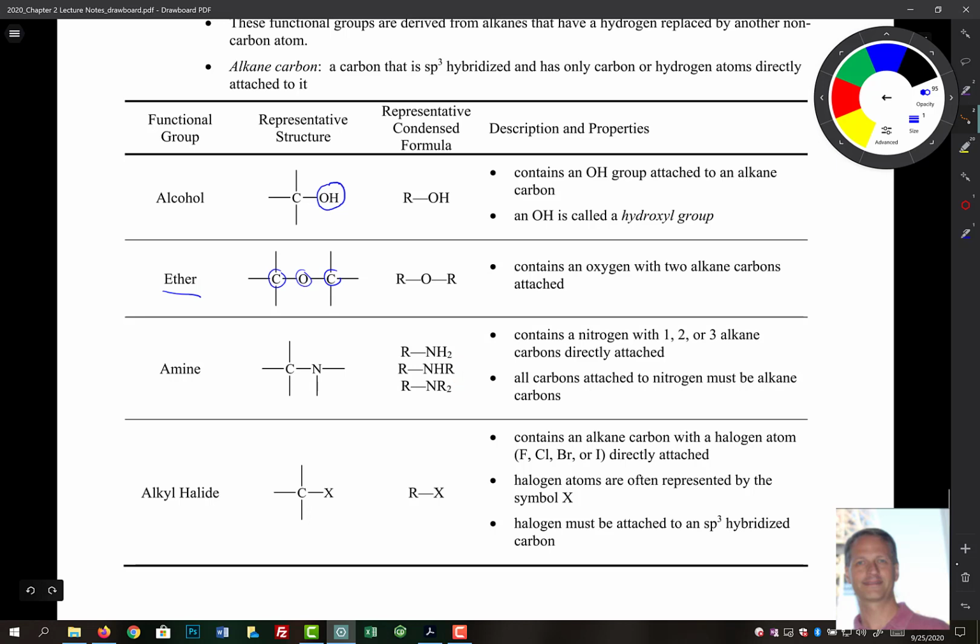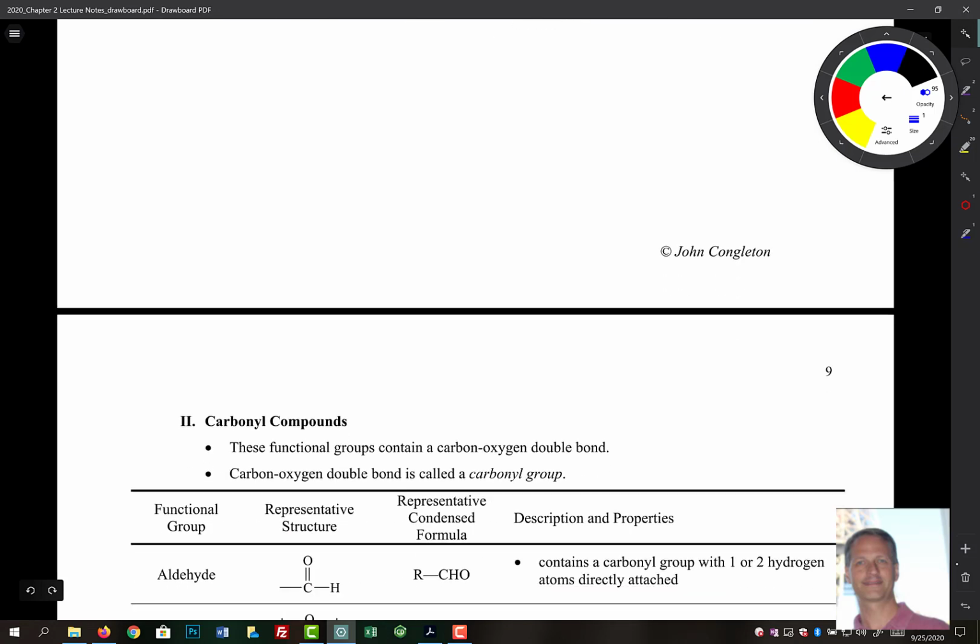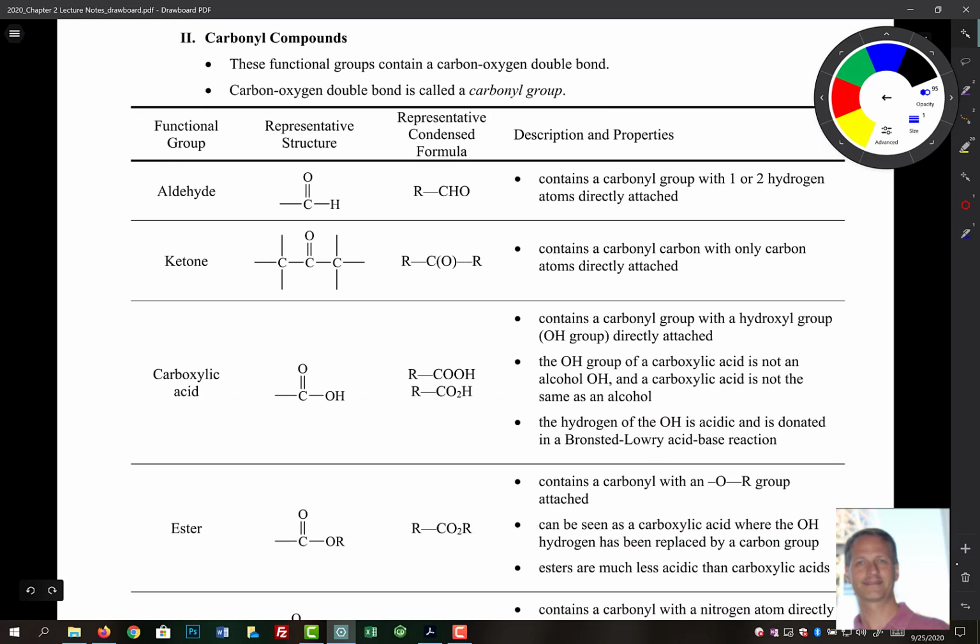And then we'll look at alkyl halides. So that could be one of our halogens: fluorine, chlorine, bromine, or iodine. And we look at a lot of these in first semester. Amines are covered in second semester. Carbonyl compounds, we'll see these a little bit and a lot more in second semester.